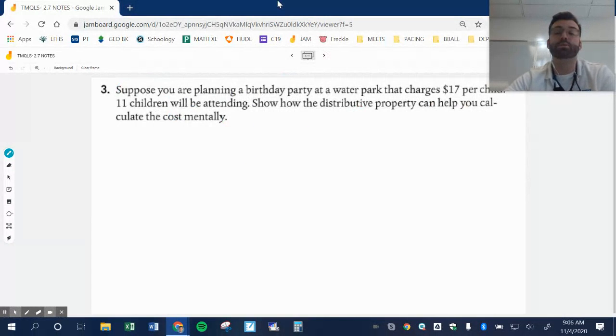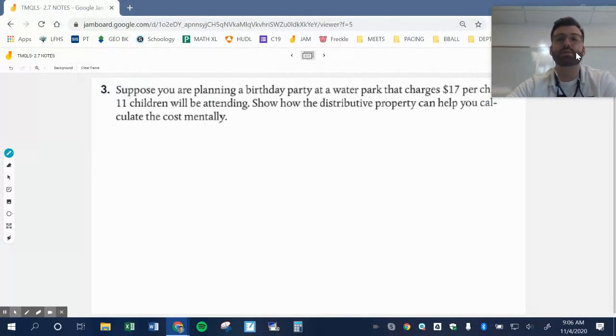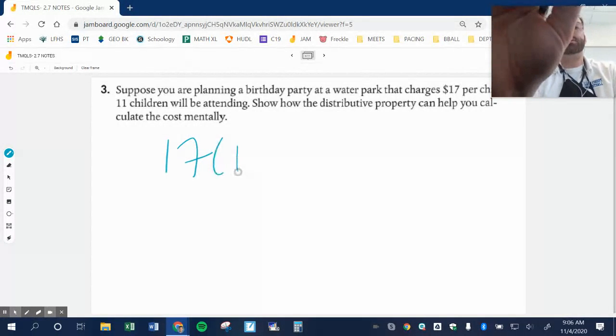Suppose you're planning a birthday, so this is now more of a real life application. The birthday party is at a water park that charges $17 per child. 11 children will be attending. Show the distributive property and how it can calculate the cost mentally. Well, I don't know about you guys, but I would just do 17 times 11.